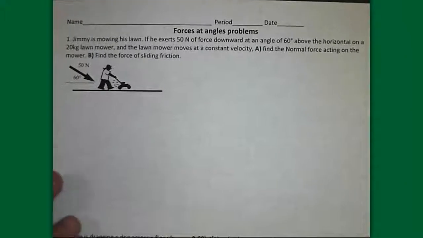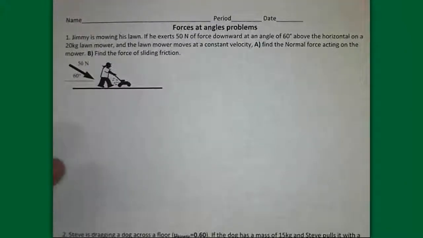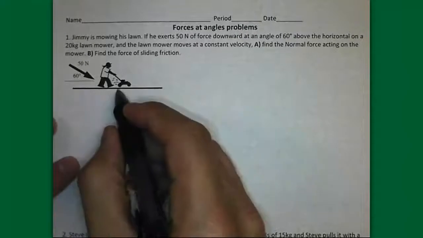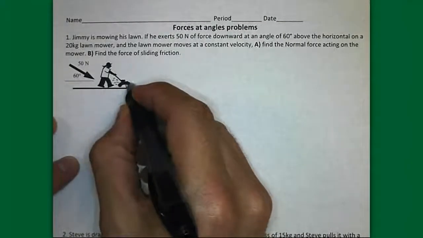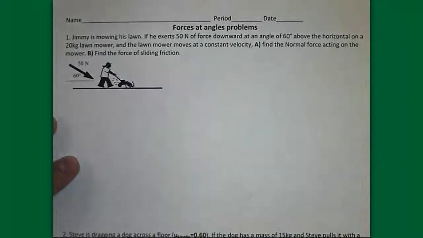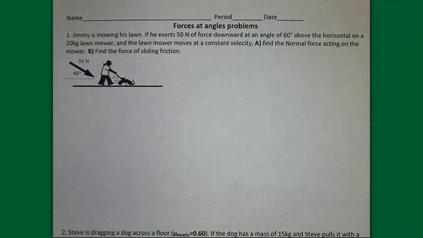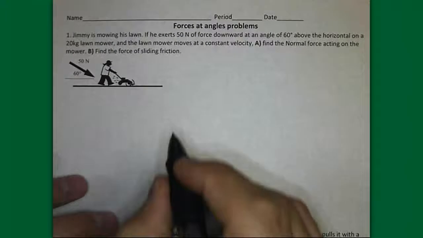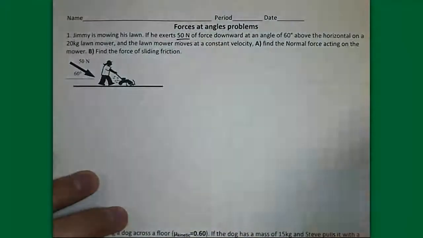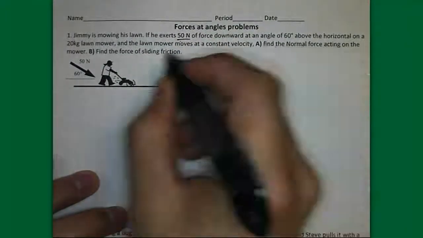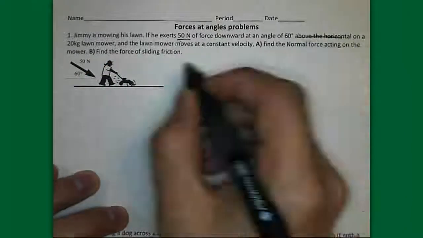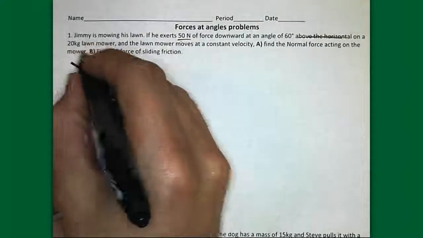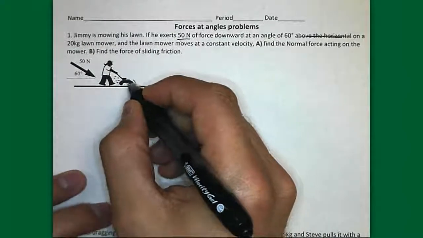I want to work another problem involving a force applied at an angle. You do this when you mow the lawn, at least if you actually push the mower. If you have one of those self-propelled automatic drive things, that's not the case. But if you're actually pushing the lawnmower, you're exerting, let's say, 50 newtons of force downward at a 60-degree angle on a 20-kilogram lawnmower.